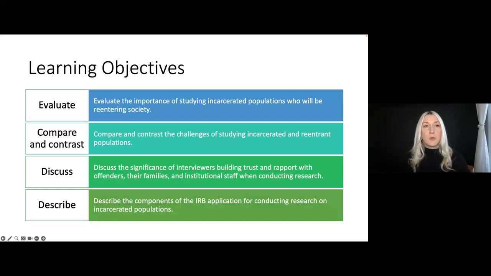So we're going to look at things like what challenges researchers face when they're studying both of these types of populations, because there are differing challenges. We're going to look at why it's important for researchers to build relationships not only with the participants of the study or the incarcerated person, but those that surround that person. So correctional administrators, the family of those individuals, corrections officers who are working right there at the base level with incarcerated individuals. These are all questions that are going to be answered through this week's materials.